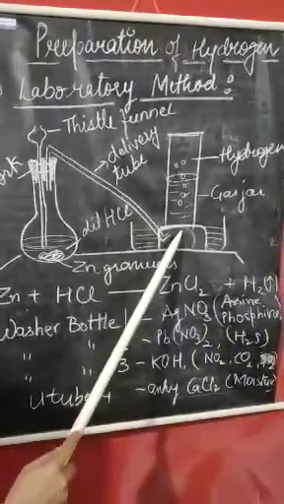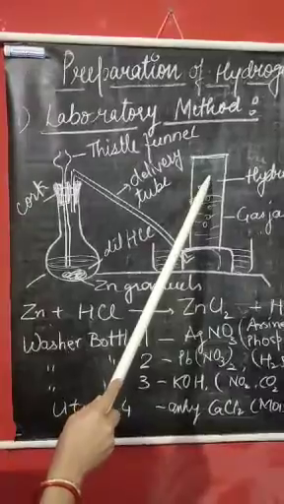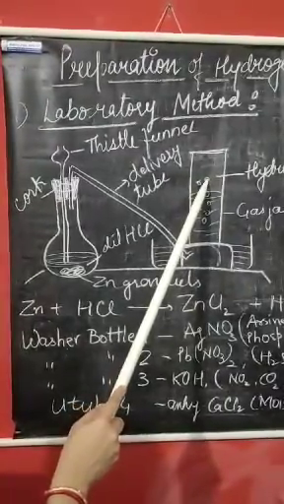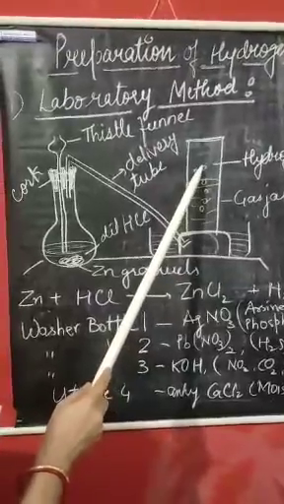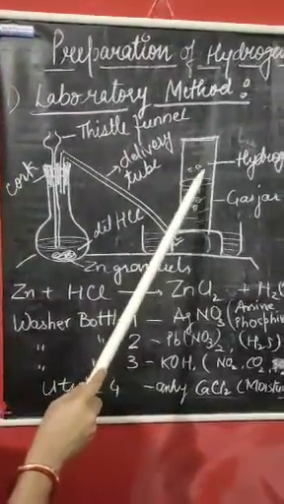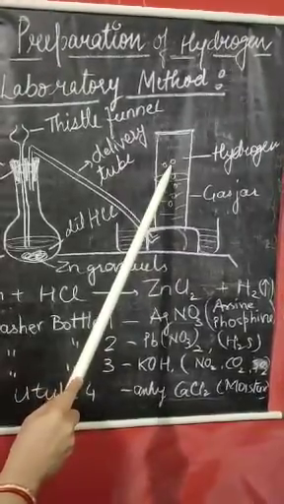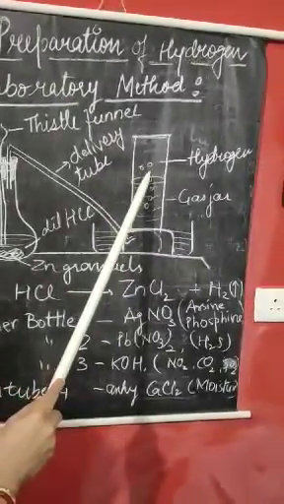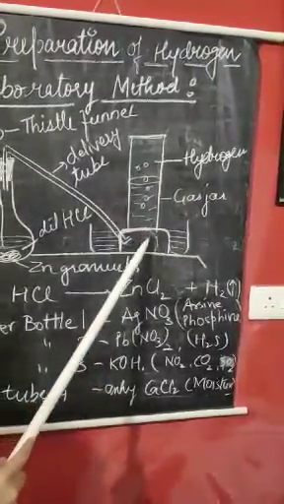After the collection of hydrogen gas in the jar, there are different washer bottles through which this hydrogen gas should be passed just to clean the impurities available in the hydrogen gas, because hydrogen gas is a highly combustible gas, means it can easily catch fire. Therefore, we need to purify it to get pure hydrogen for further uses.